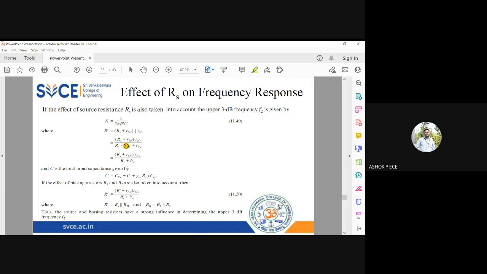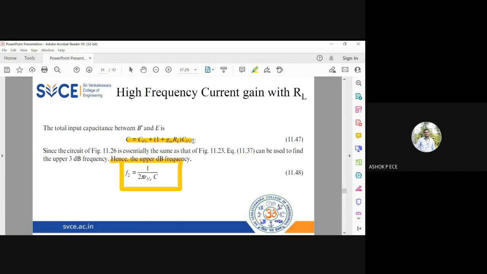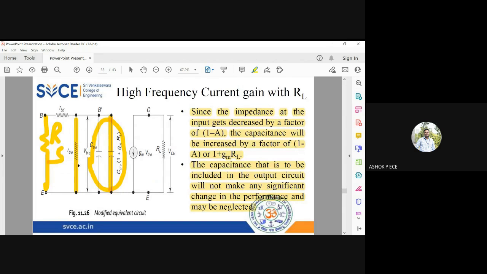You know that the addition of these two resistances is going to be HIE. So it is RS plus RBB dash into RB dash E by RS plus HIE. So this is the equivalent resistance when you take the source resistance RS into account also. So remember, the RS and RBB dash are in series, which is parallel to RB dash E. Across this, you find the series combination of these two, which now get added. So RS plus RBB dash, which is parallel to RB dash E.